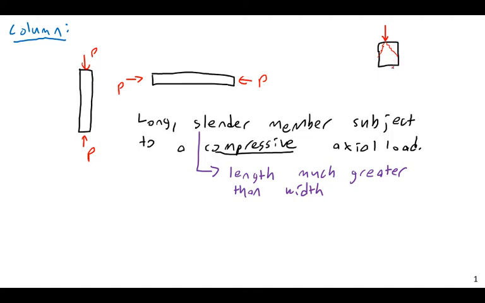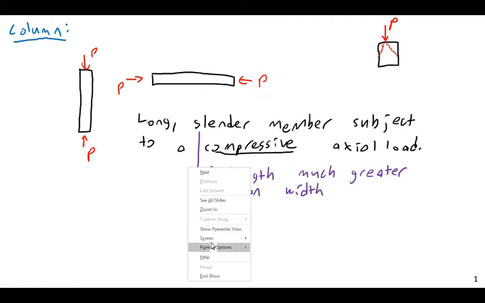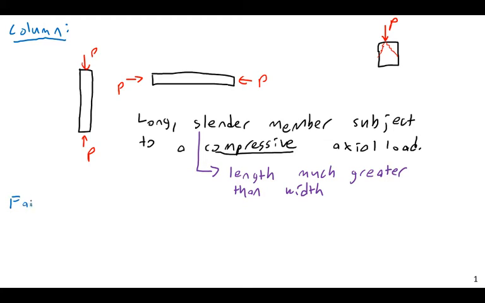But this only works for long, slender members. If we have a long, slender member, we can ignore this and simply say the entire thing is under P over A. But if we have a short member, this is no longer valid. So our long, slender member really allows us to use these point load assumptions. But anyway, let us look at failure modes. Columns are going to have at least two main failure modes that we're going to consider in this class.